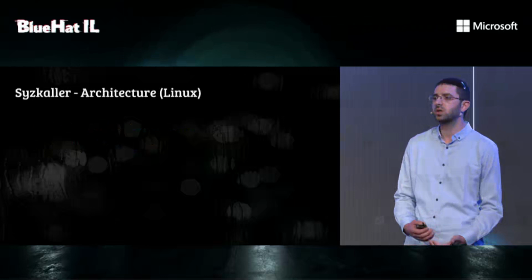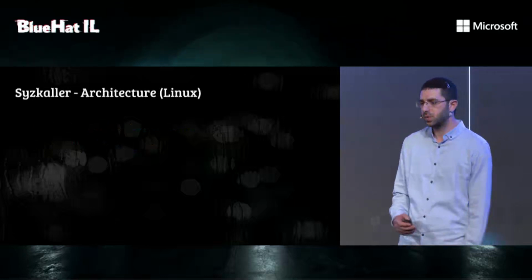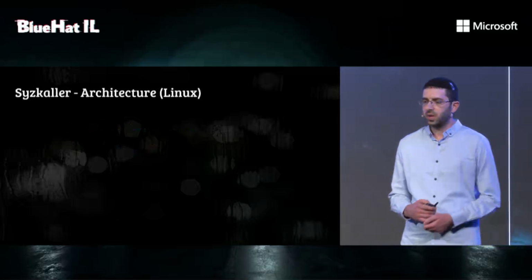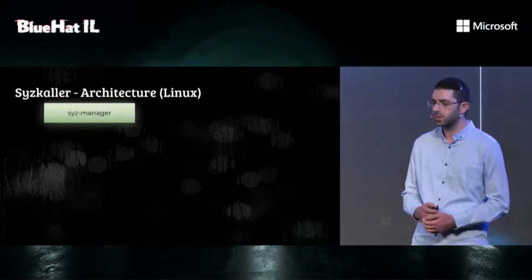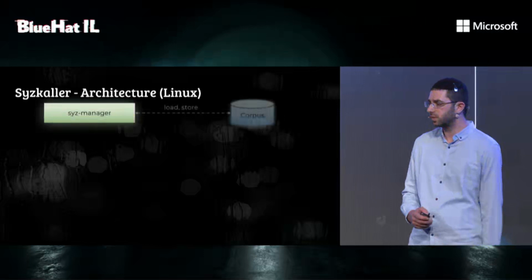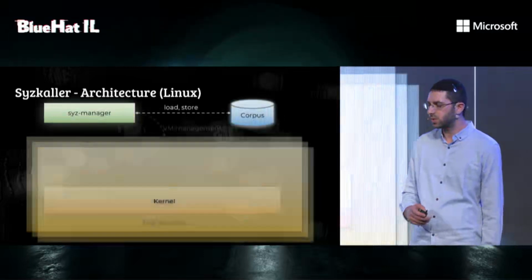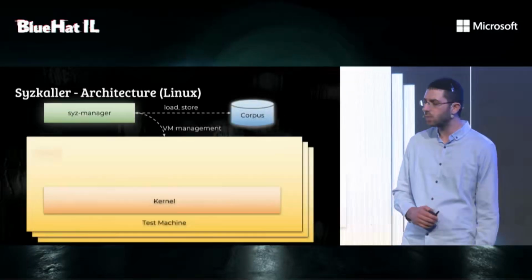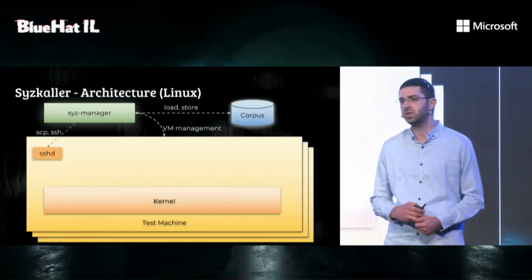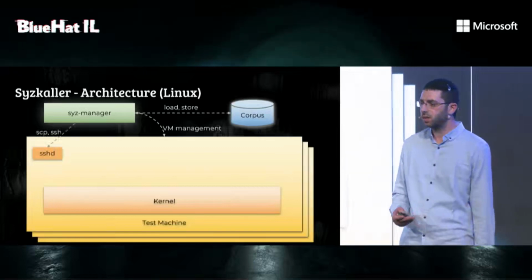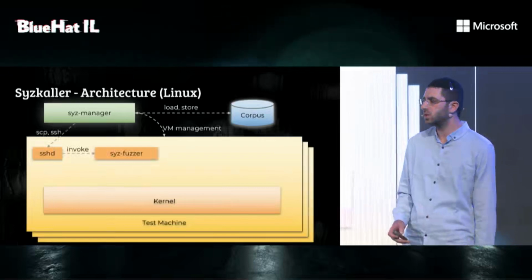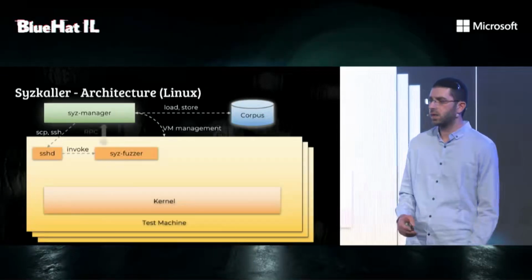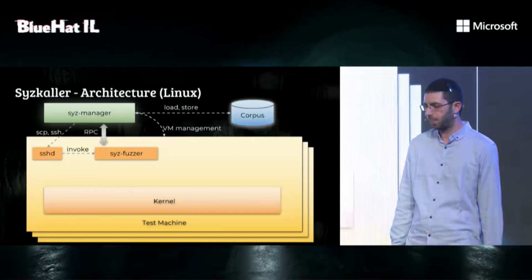Now that we know how Syzkaller generates programs, let's look at the bigger picture. The main binary for Syzkaller is syz-manager. When it starts, it will do the following. It will load the corpus of programs, and then it will start the target machines. It will copy the fuzzer and executor binaries to the machine using SSH. Then it will execute the fuzzer. At this point, syz-fuzzer will establish connection with syz-manager and start communicating by RPC.